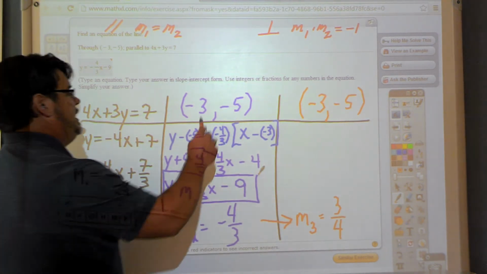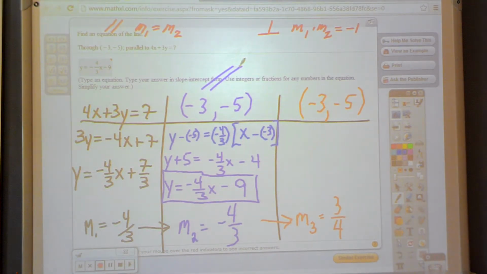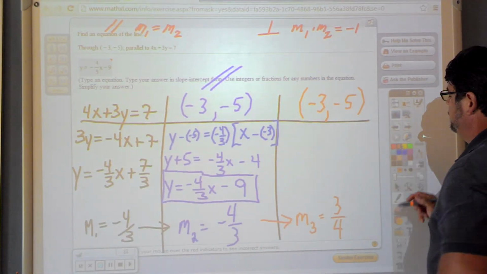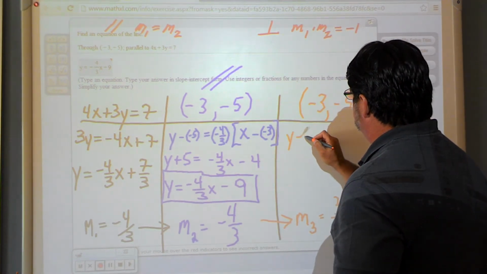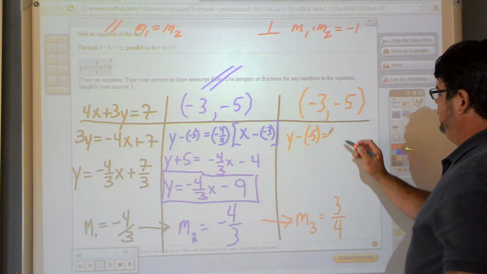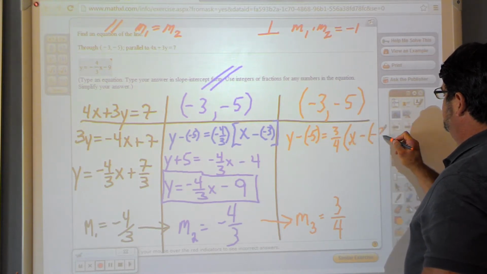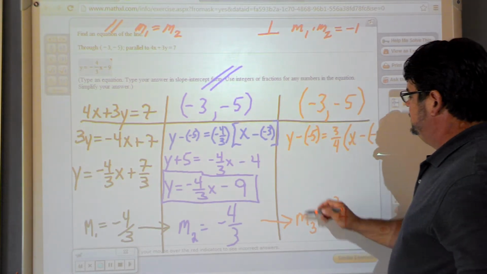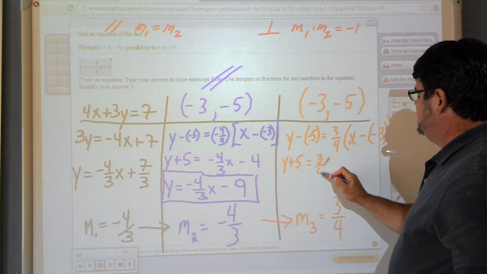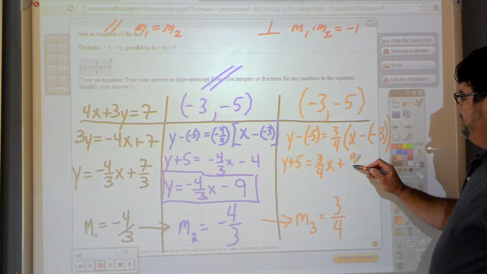I have no idea what they're asking for. I haven't looked. Don't want to look because I'm doing both. So there's parallel. And now let's do perpendicular. Y minus a -5 is equal to 3/4 times x minus the -3. Y plus 5 is equal to 3/4 x plus 9/4.